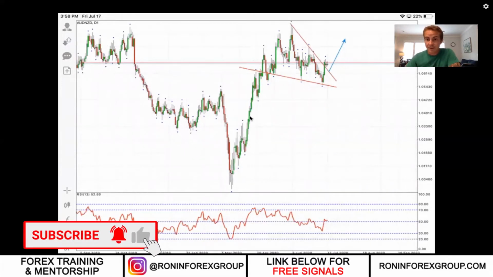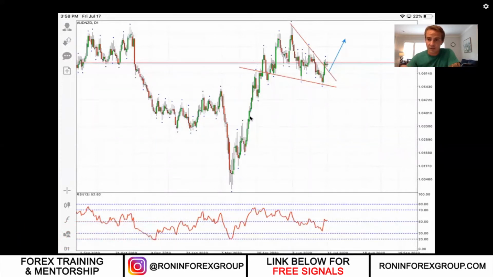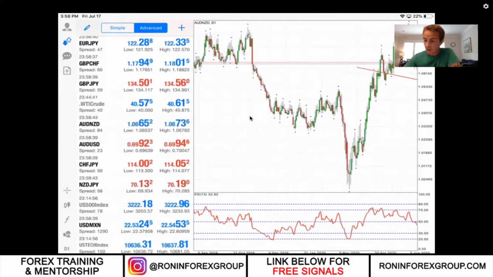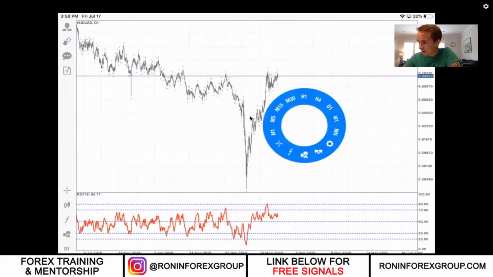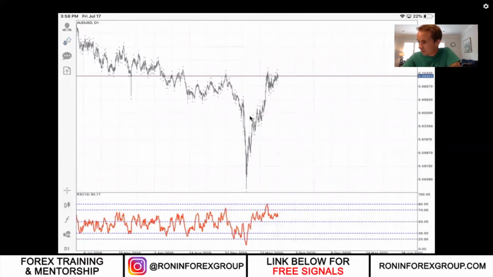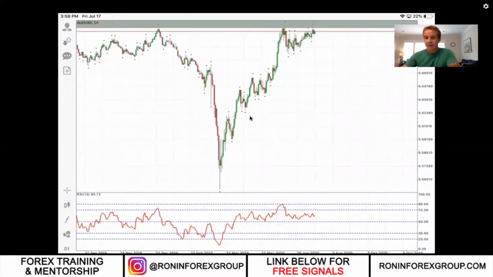Aussie, New Zealand. I think Australian dollar and New Zealand dollar are going to be the big pairs to watch going into next week. I was looking for a sell on Aussie because we are at this massive resistance area. So I have less faith in the Aussie than I do the New Zealand dollar. So I'll take a look at New Zealand dollar next.